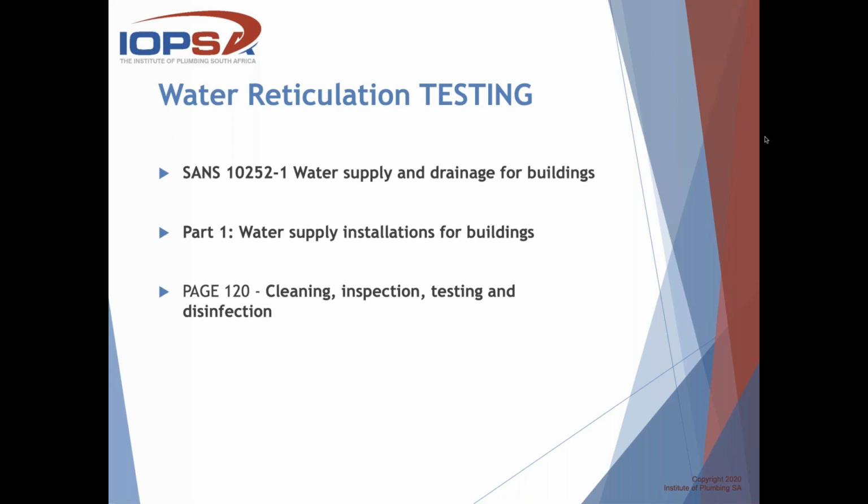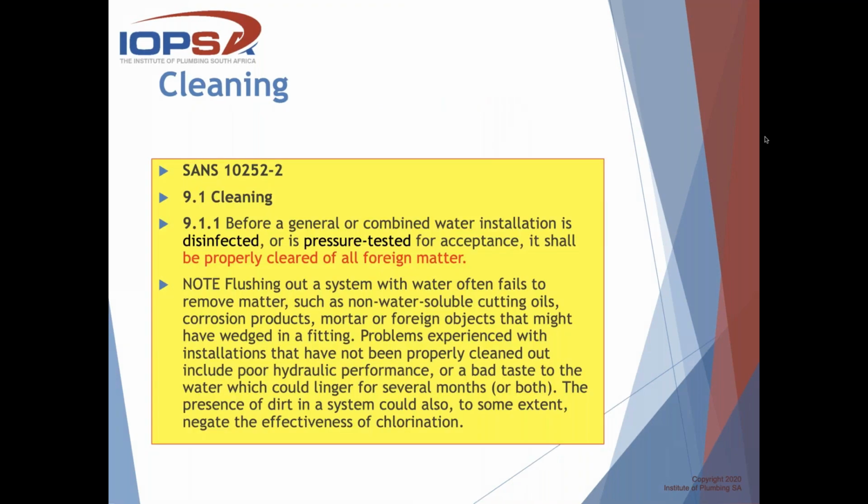Before a general or combined water installation is disinfected or is pressure tested for acceptance, it shall be properly cleared of all foreign matter. Note, flushing out a system with water often fails to remove matter such as non-water soluble cutting oils, corrosion products, mortar, pieces of stone, or foreign objects that might have wedged in the fitting. Problems experienced with installations that have not been properly cleaned out include poor hydraulic performance or bad taste, especially in the old galvanized pipes. If they've been cutting and that cutting fluid is in there, it can stay there for months before it really gets out of the pipes.